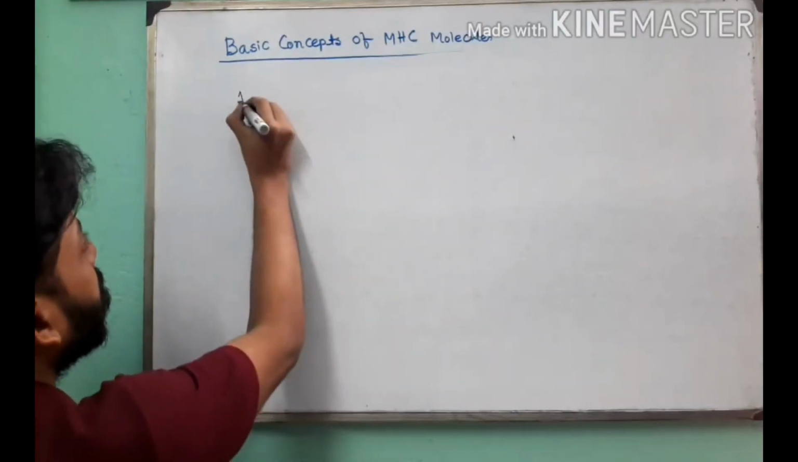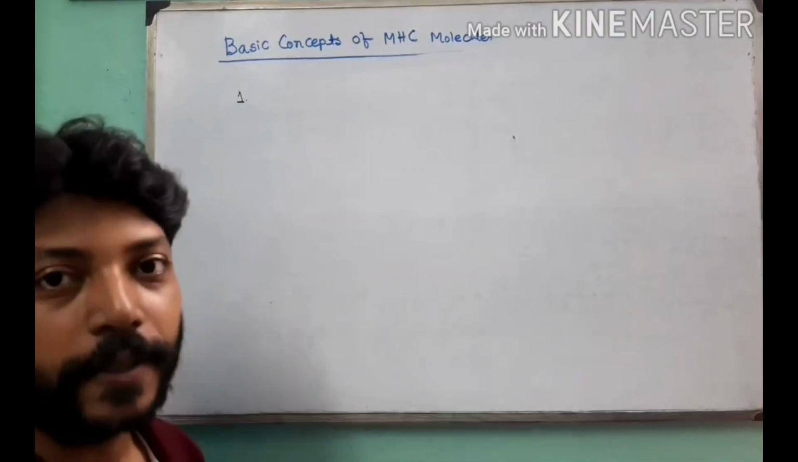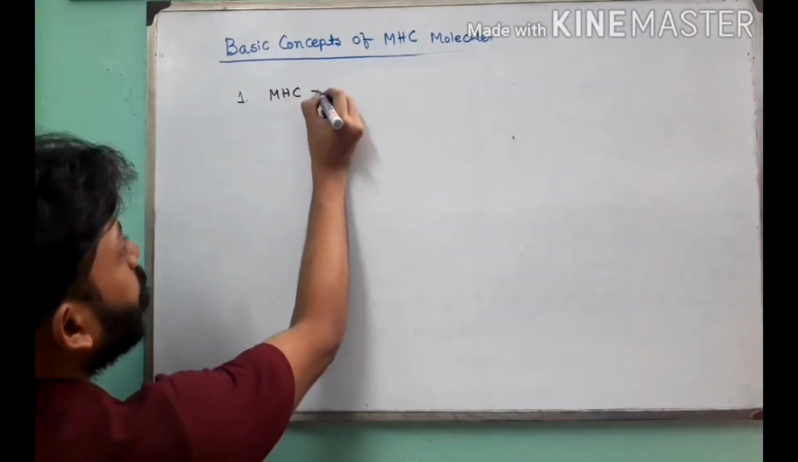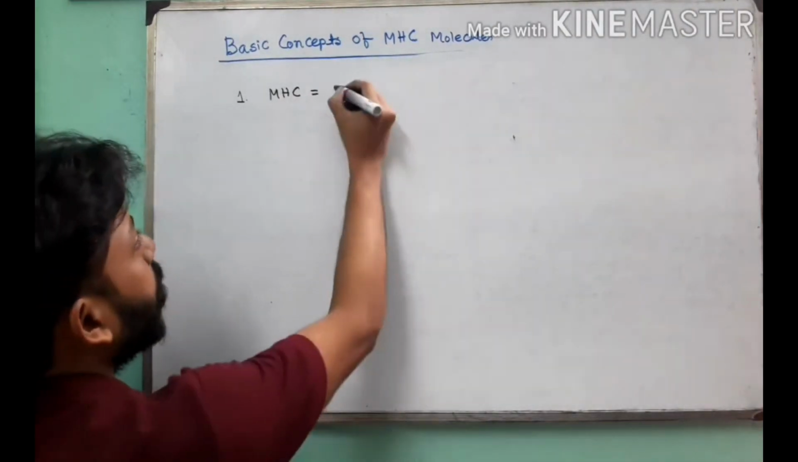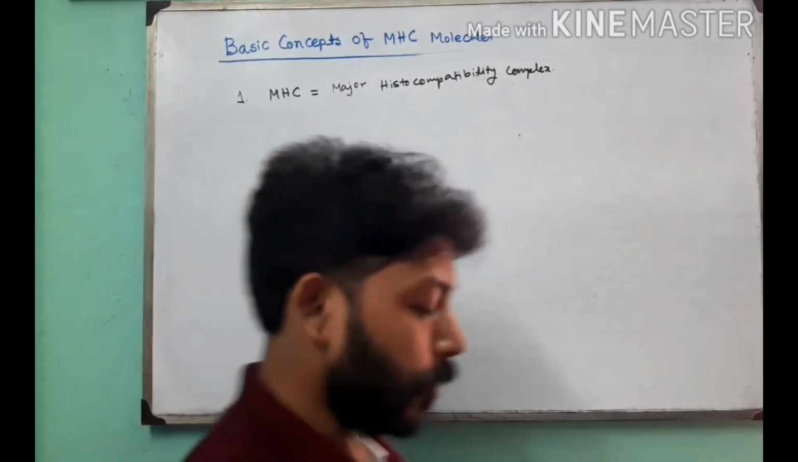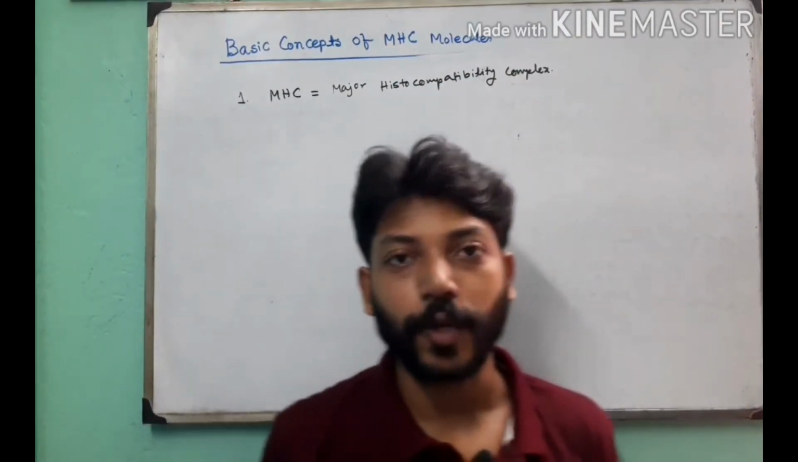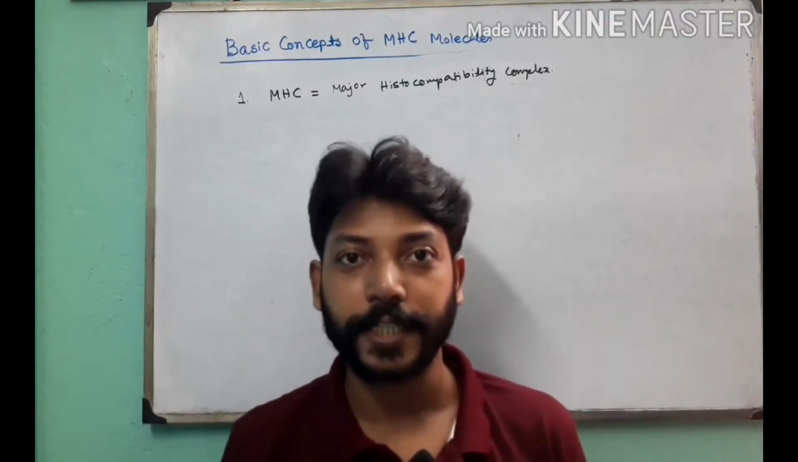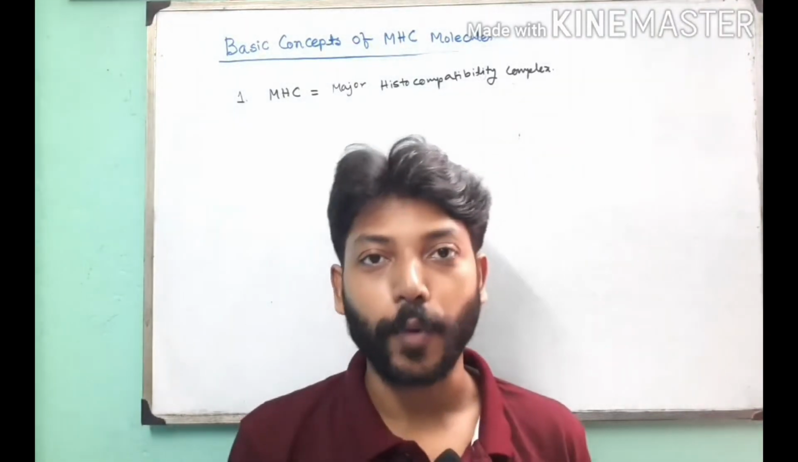The first point you have to remember is the name of MHC molecule. The full form of MHC molecule is Major Histocompatibility Complex. During the early studies, those scientists who were working on tissue transplantation were searching for a molecule.